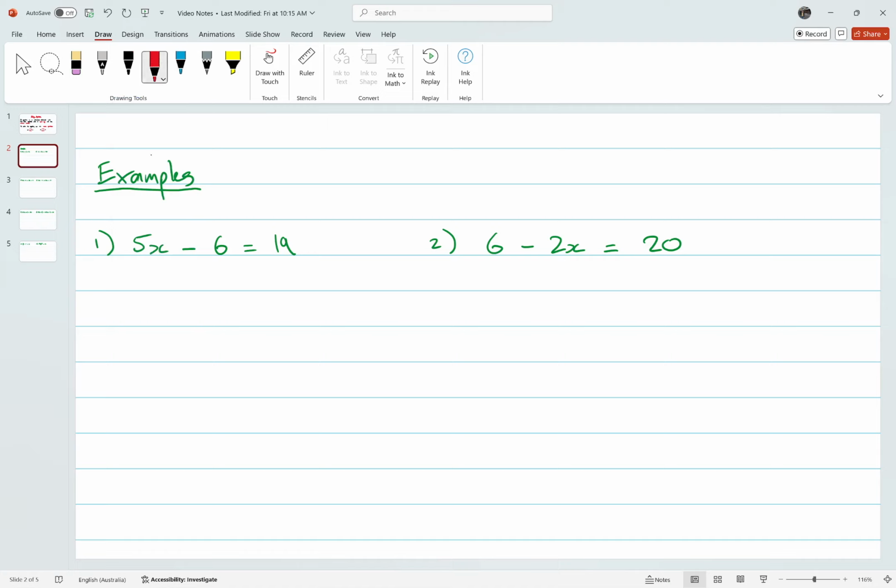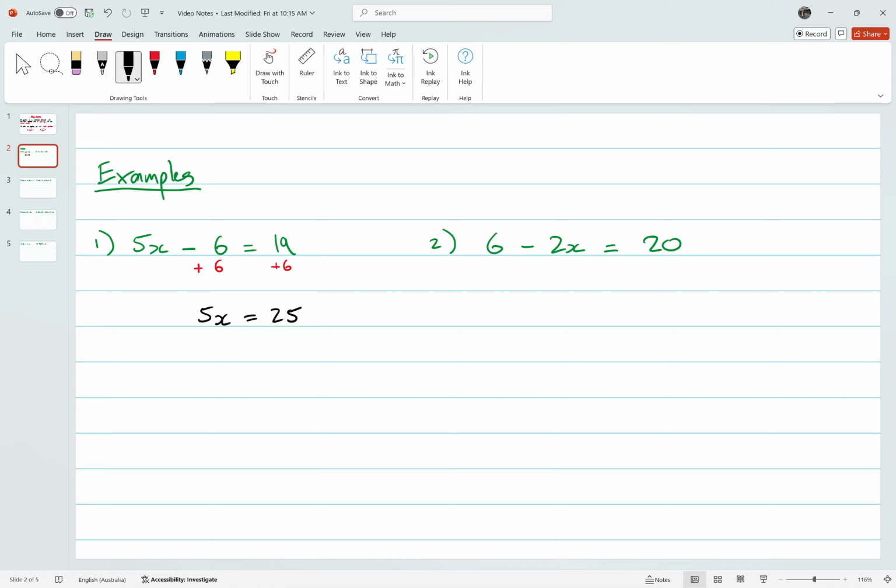So if I was to choose whether to get rid of the 5 or the 6 first, we see that the 5 is connected to the x, but that 6 is kind of hanging off it. So the best thing to do first would be to get rid of that 6. So now using our inverse operations, here this is saying minus 6. So the opposite of minus 6 is plus 6. So whatever you do to one side, you have to do to the other side. By adding 6 on both sides, we're going to get rid of that 6, leaving me with just 5x, and then 19 plus 6 equals 25.